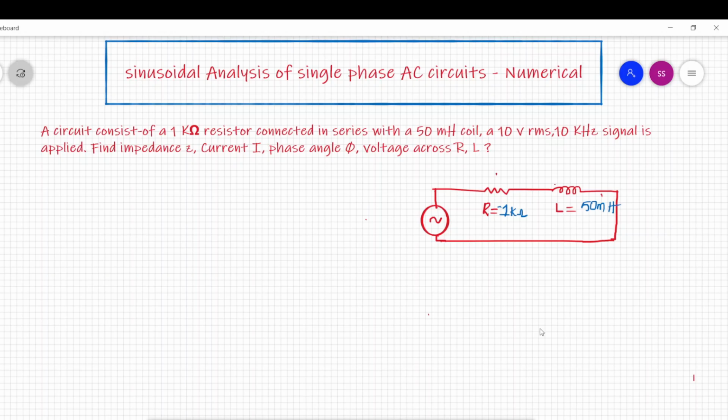Hello students, so far we have discussed series circuits and parallel circuits. Now let us do a few numericals.